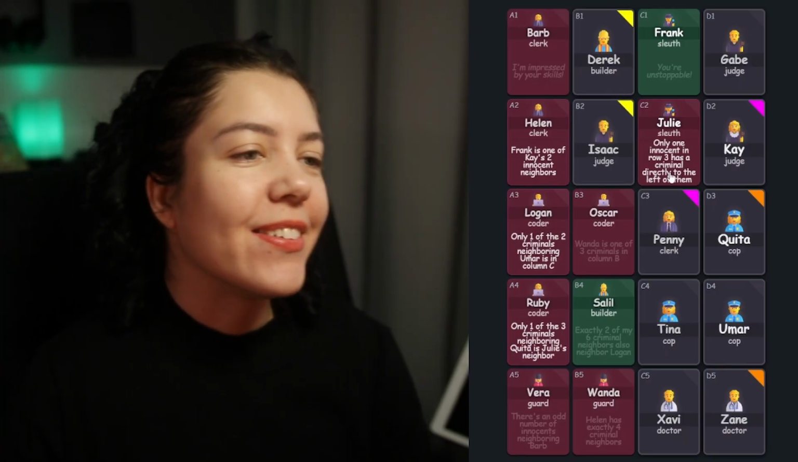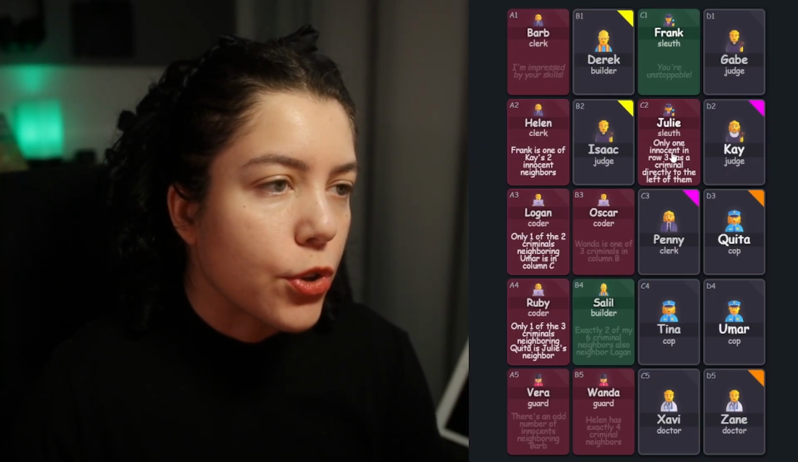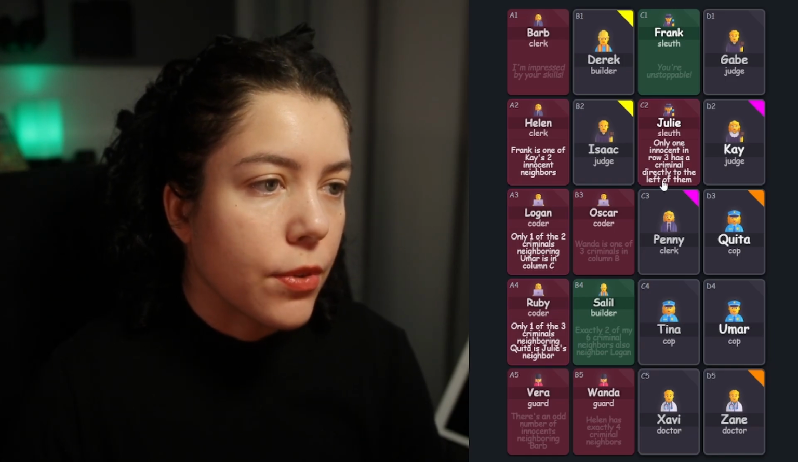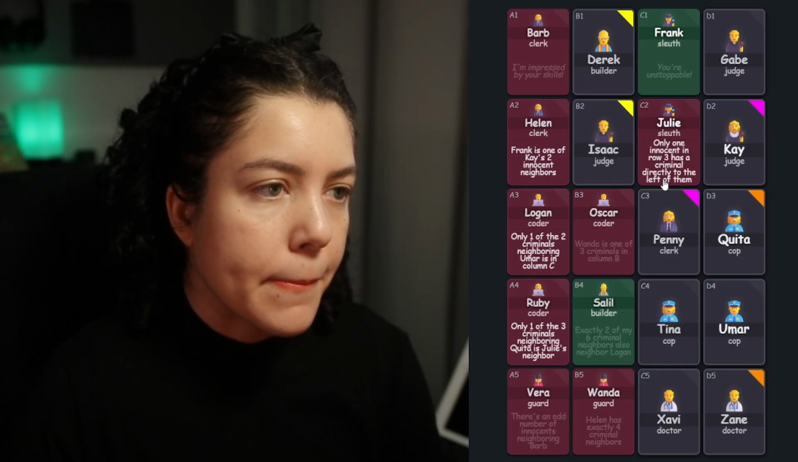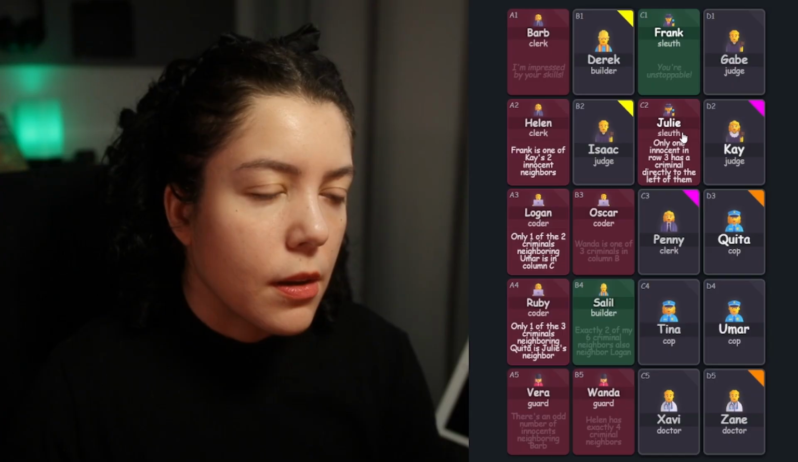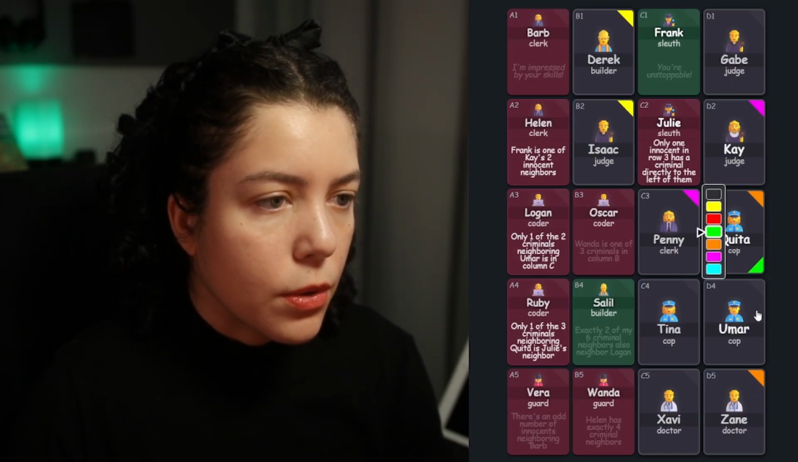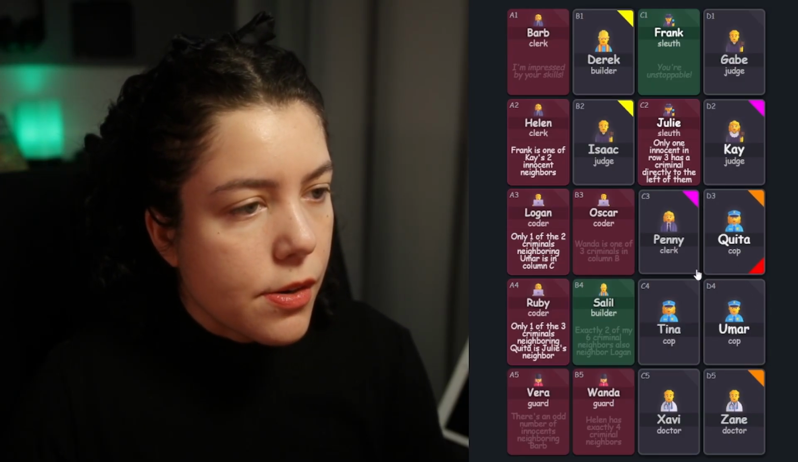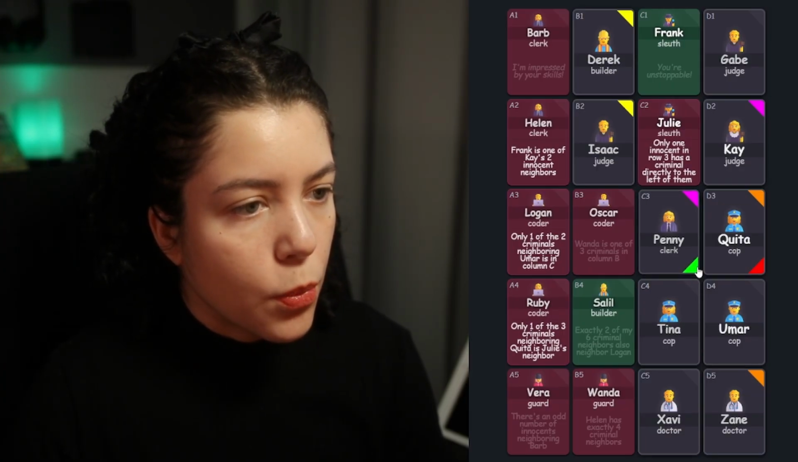Julie says now that only 1 innocent in row 3 has a criminal directly to the left of them. So we're talking about rows here. Only 1 innocent in row 3 has a criminal to the left of them. So, and we're talking about innocents, if Kita were a criminal, that will force Penny to be an innocent, which is okay.